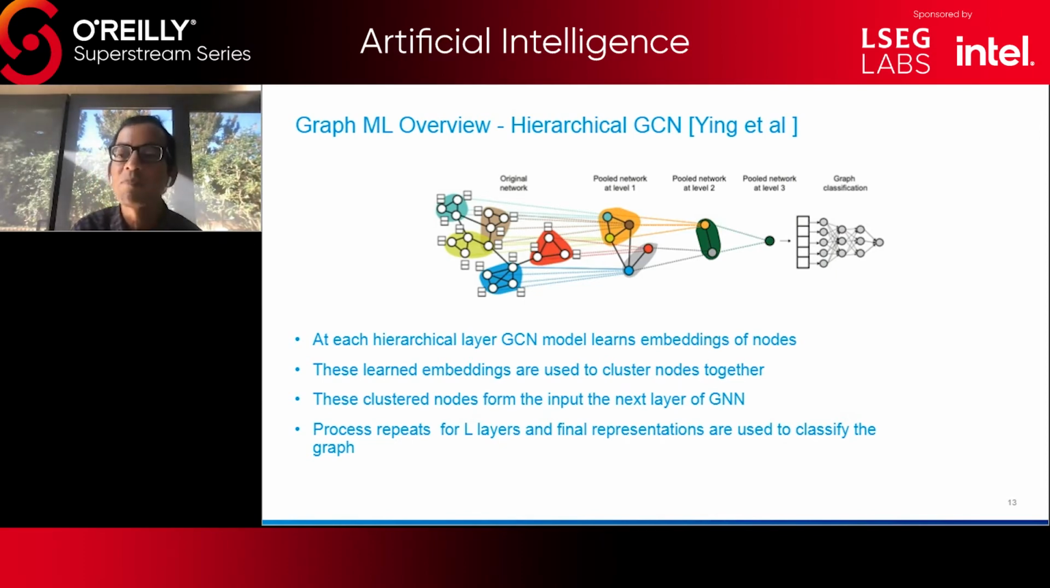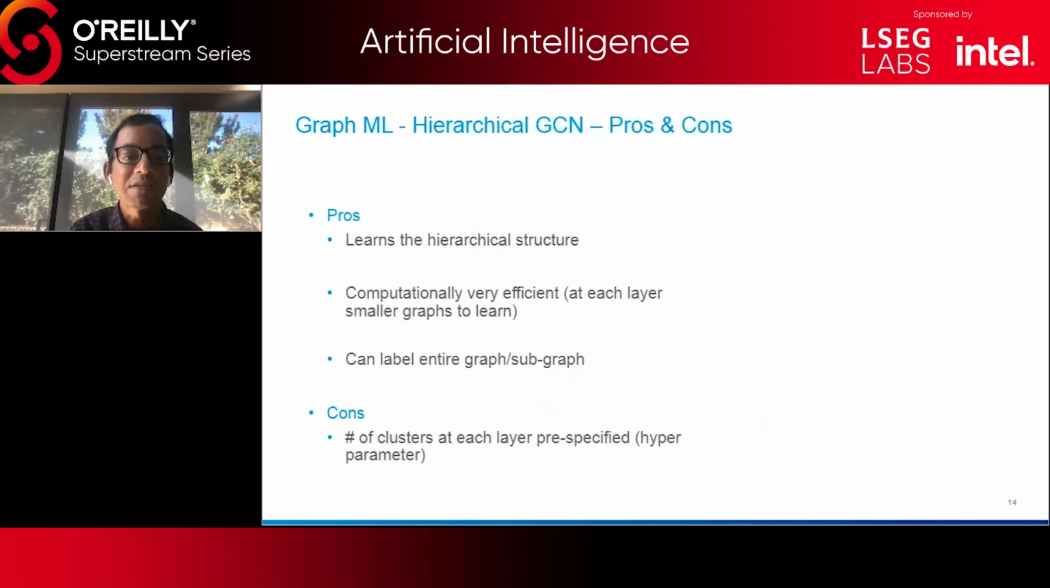I hope you understand the intuition; I want to make sure that the intuition is really clear. You can apply this to your problems and see whether it's useful. As I said, there are several pros and cons. I already elaborated: it learns hierarchical structure, and you can classify the entire subgraph. For example, you can say that this is an AML network, which is a subgraph in your original graph. You can classify the whole subgraph as a decision, right?